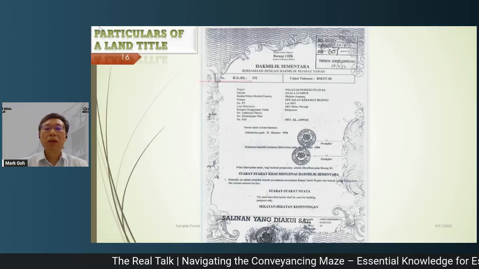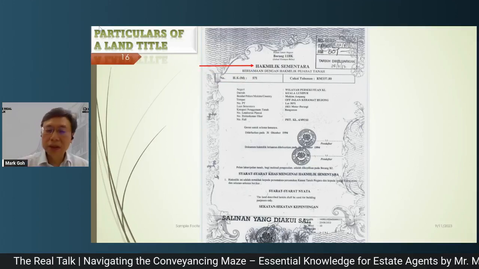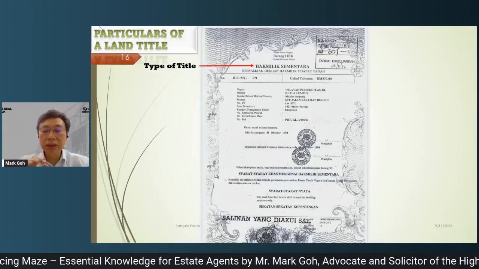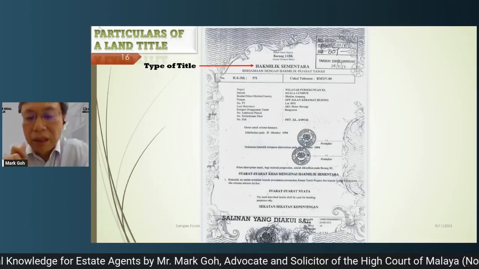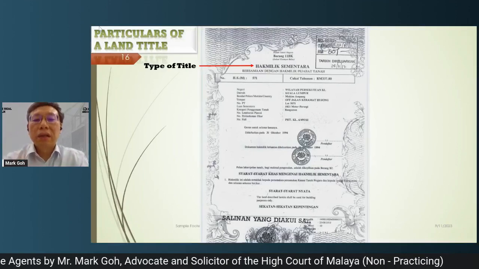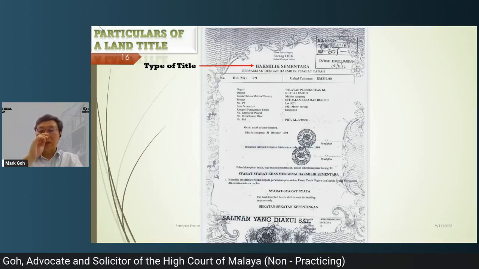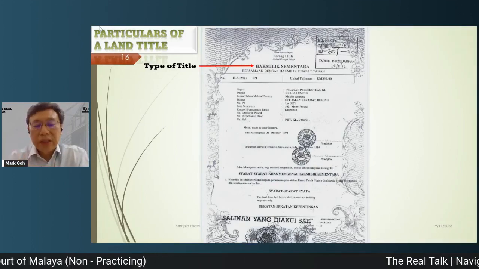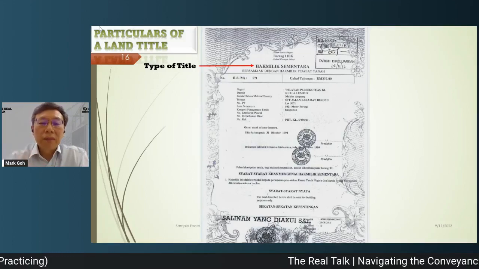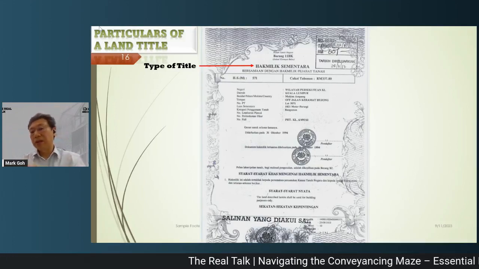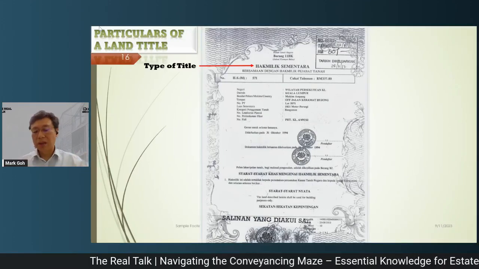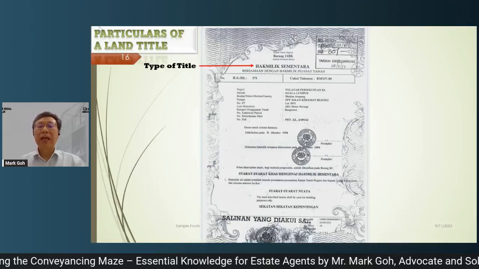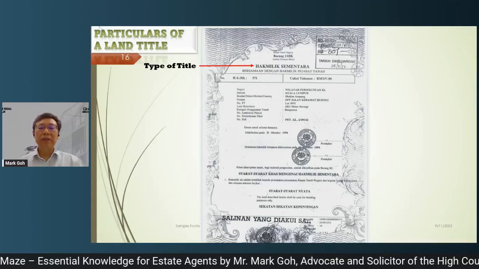At least you know. Now this one is a type of title. This one is called hak milik sementara, which means it's a temporary title. There's no final title to it yet. This title to this land is not final yet. We all know it as HSD, right? Hak milik sementara. Why? Because the state has not done a measurement of the land yet. They haven't measured the land properly yet. They just give an estimate only.